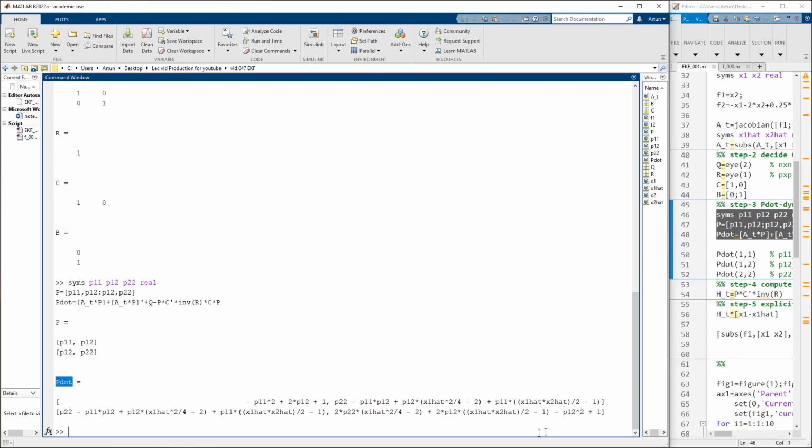P dot needs to be symmetric because of the structure of that algebraic equation that we look at, right? All right, so basically this is P11 dot, or P11 dynamics can be explained by this formula, right? And this is P12 dot. P12 dynamics can be explained by this equation, and this is P22 dot. Okay, all right.